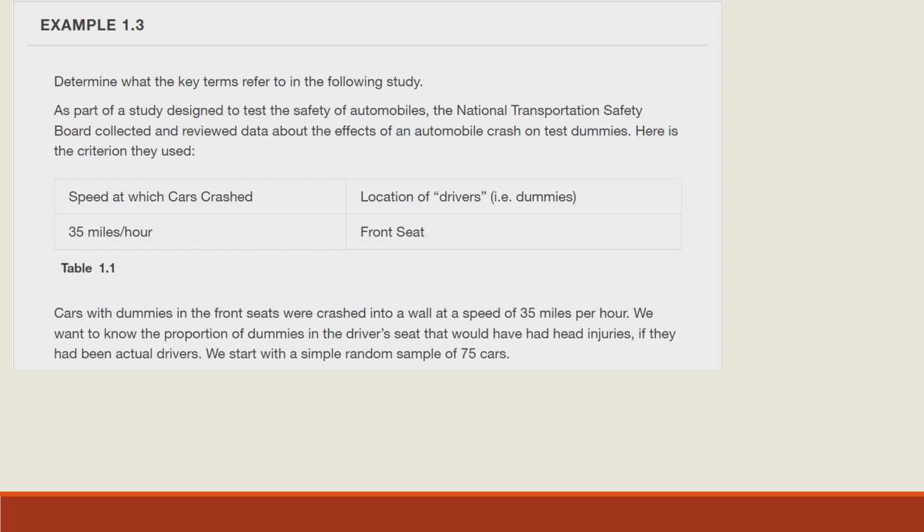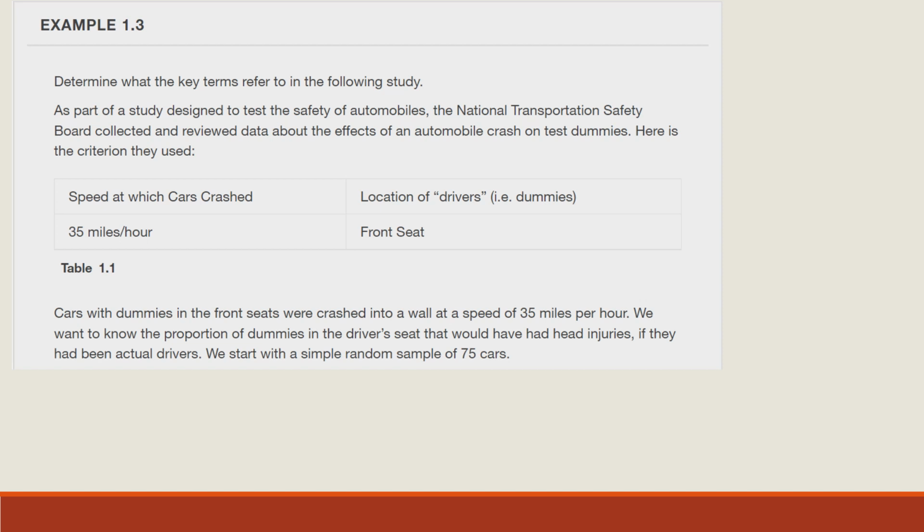Example 1.3, determine what the key terms refer to in the following study. As part of a study designed to test the safety of automobiles, the National Transportation Safety Board collected and reviewed data about the effects of an automobile crash on test dummies. Here is the criterion they used. They looked at the speed at which cars crashed, the location of the drivers, i.e. the dummies. 35 miles an hour was the speed they used. The location of the drivers was the front seat.